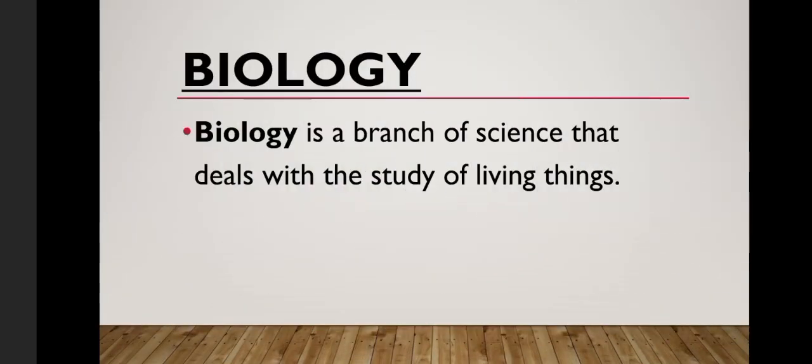In our introduction, we define the term integrated science as a broad learning area that normally involves the study of various branches of science together. Those branches include number 1 biology, number 2 physics, and number 3 chemistry. Biology is defined as a branch of science that deals with the study of living things. A living thing is anything that has life, like a plant or an animal.